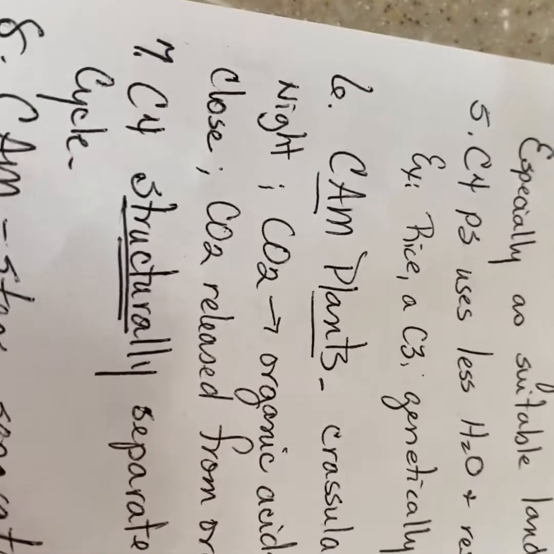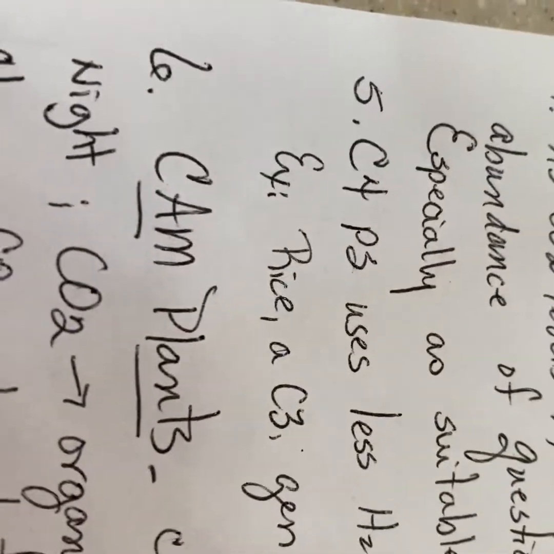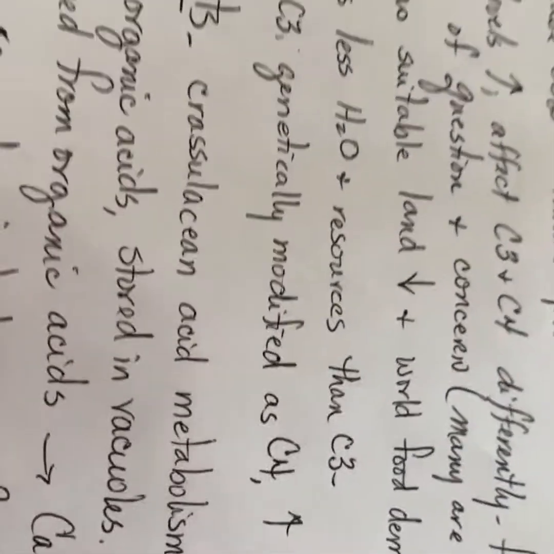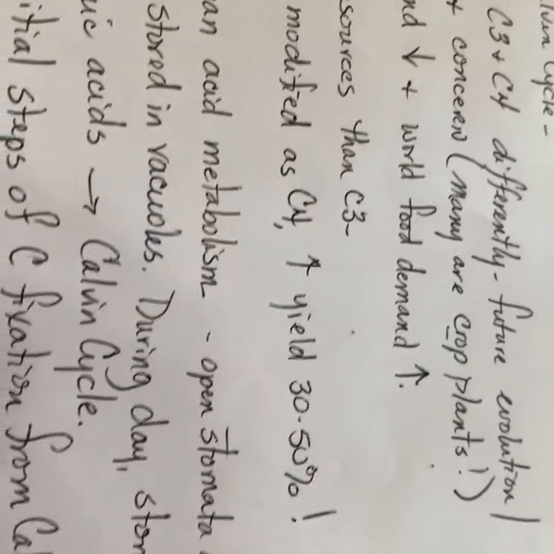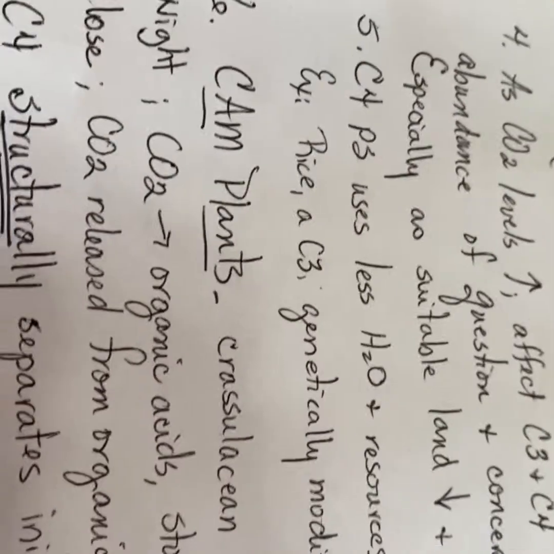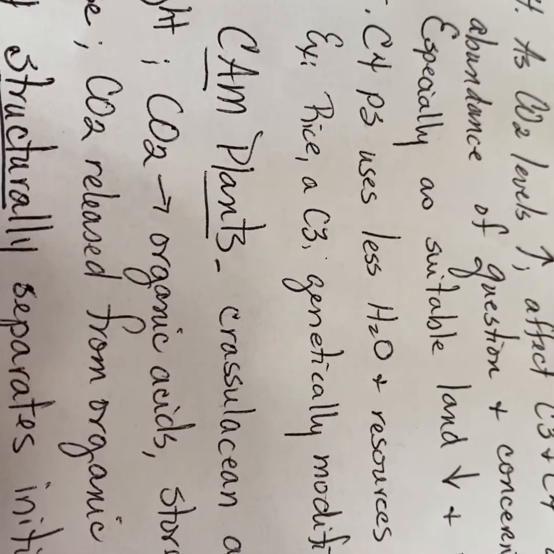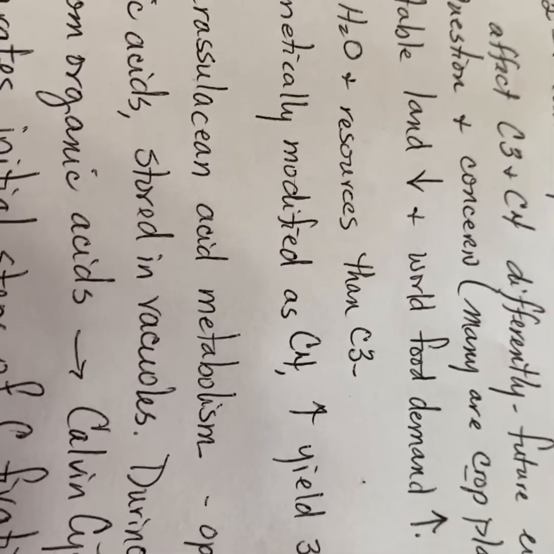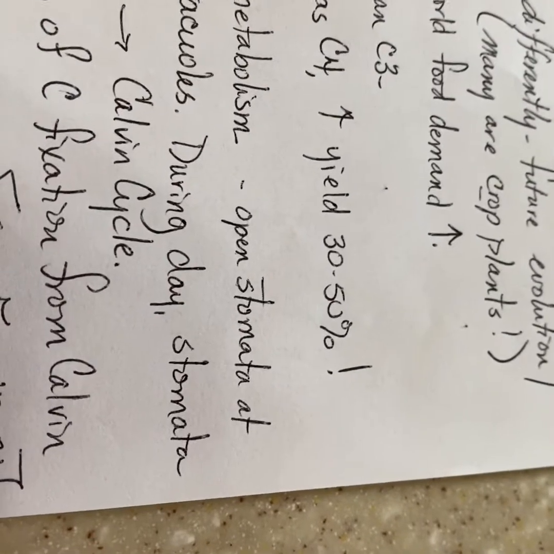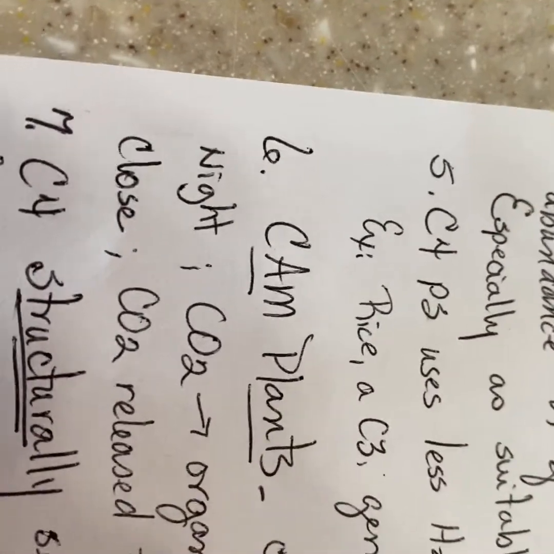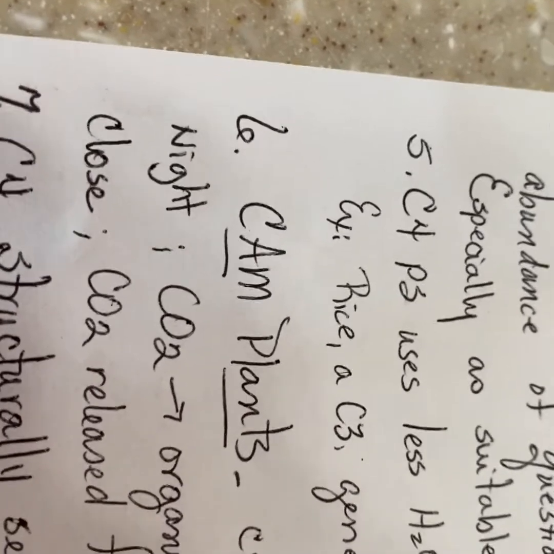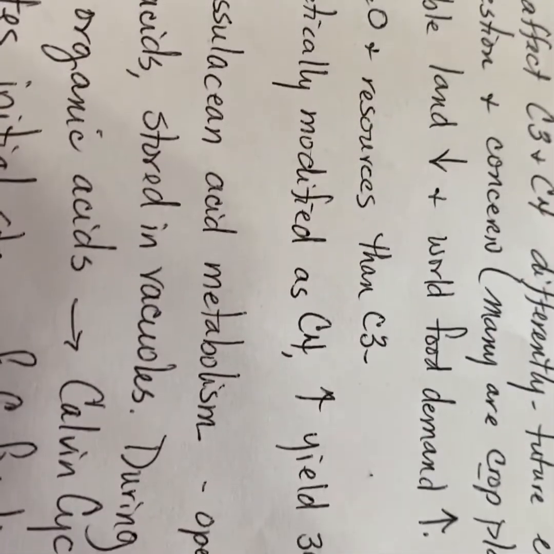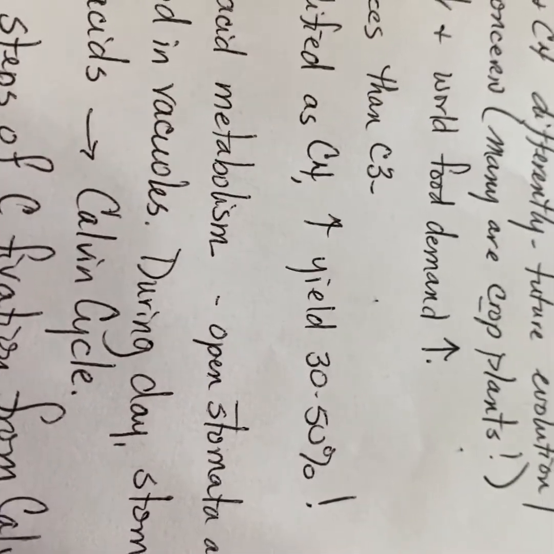So we need to talk about another type of plant called a CAM plant. And the CAM stands for crassulacean acid metabolism. And these plants open their stomata at night. They take in CO2 and they use it to make organic acids. And these organic acids are stored in vacuoles. During the day, the stomata close because these are things like succulent plants and cacti, and they don't want to lose their water. The CO2 is released from organic acids and goes into the Calvin cycle.